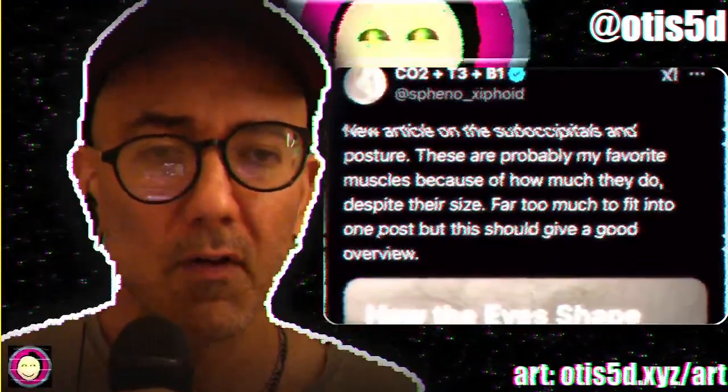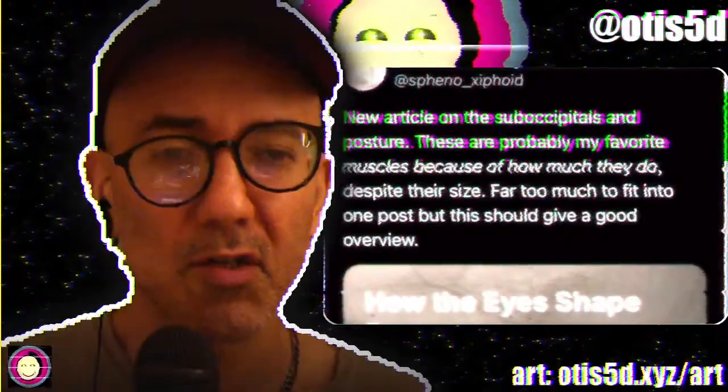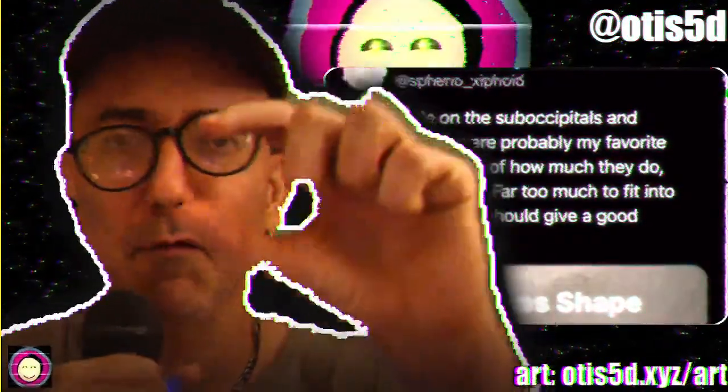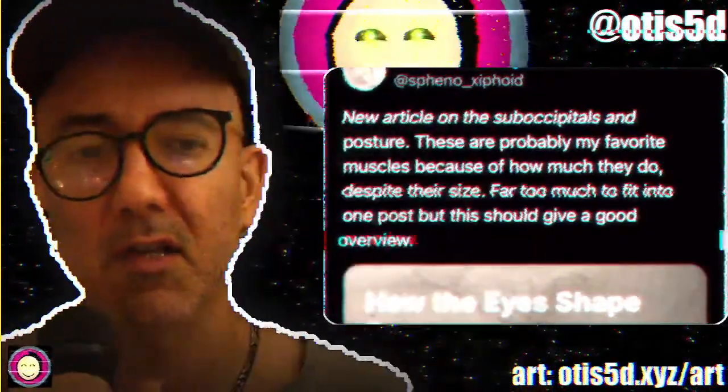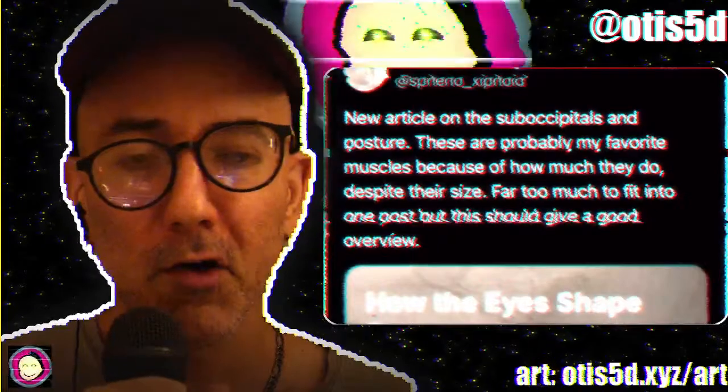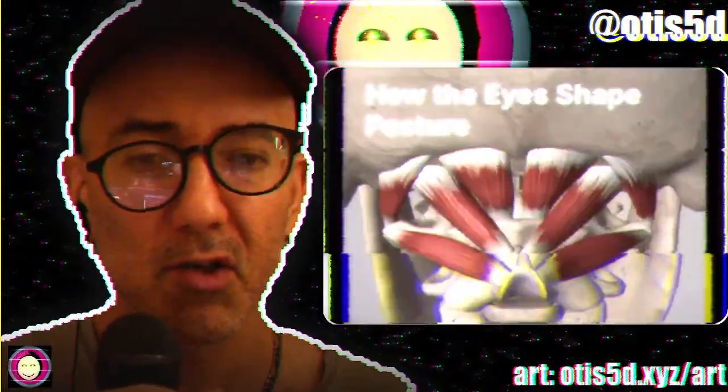New article on the suboccipitals and posture. These are probably my favorite muscles because of how much they do despite their size. These are very small muscles. There's like a bunch of them, you'll see in the images. Far too much to fit into one post, but this should give a good overview.